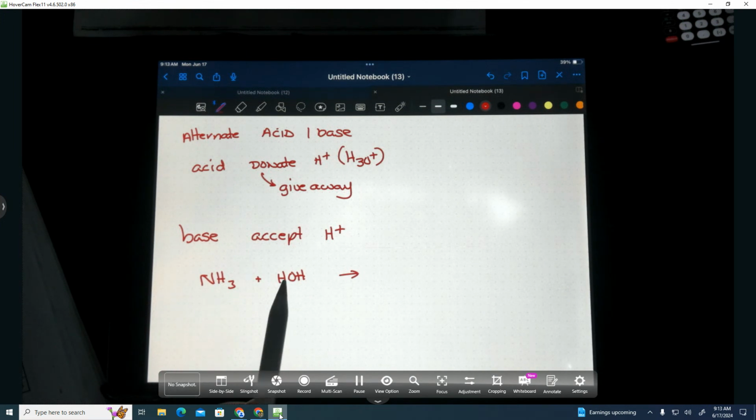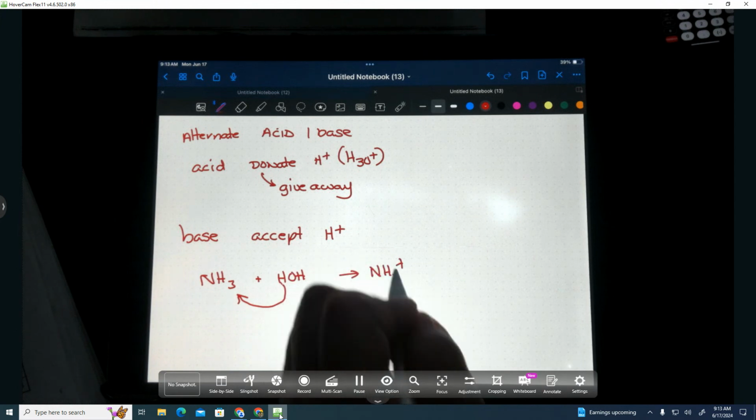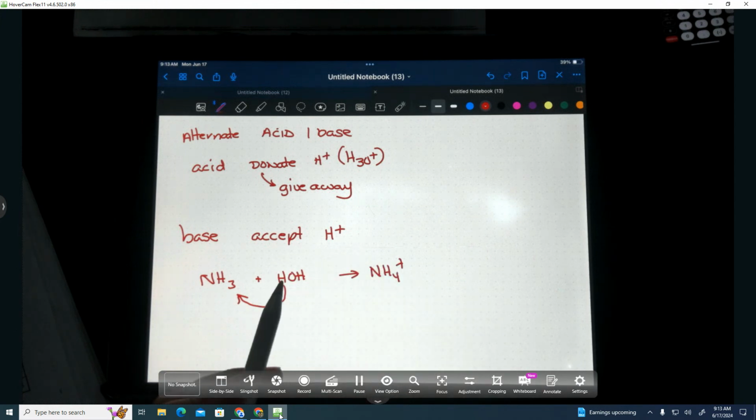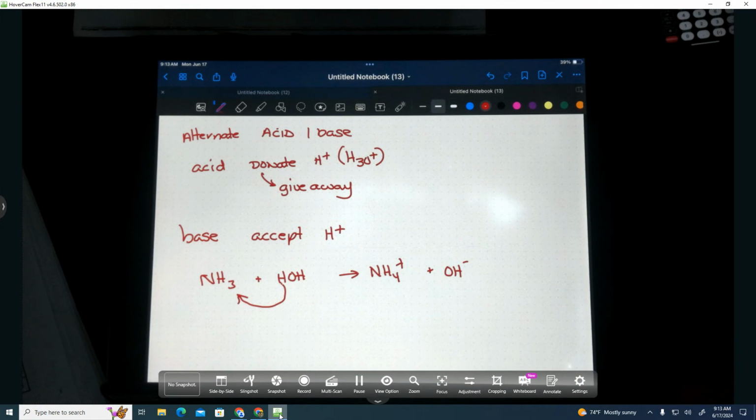So it has to accept an H from this water. When this H comes over here, it makes NH4 plus. That H plus, which is right here, goes over here, brings with it its H plus, NH3 plus H plus, gives you NH4 plus, and it leaves an OH behind. So you still get the OHs, but you got them by dragging an H plus off of the water.